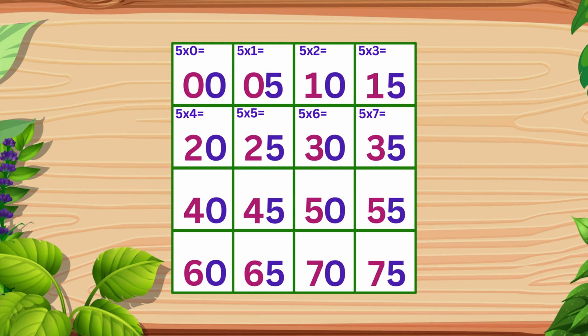5 times 7 equals 35. 5 times 8 equals 40. 5 times 9 equals 45. 5 times 10 equals 50. 5 times 11 equals 55. 5 times 12 equals 60. 5 times 13 equals 65. 5 times 14 equals 70. 5 times 15 equals 75.